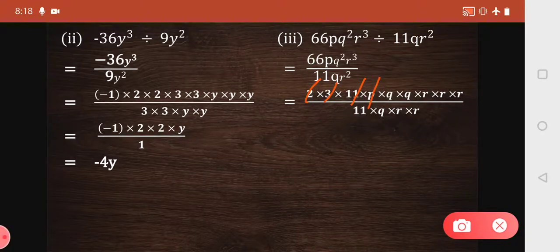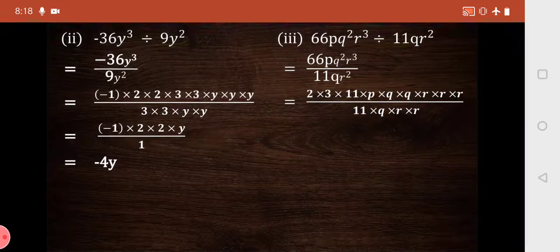1 time p is there, then 2 times q, that is q into q, and 3 times r, that is r into r into r. Similarly, factors for the denominator are 11qr square. 11 is a prime number, so we will write it as it is, 11 into 1 time q and into 2 times r, that is r into r.